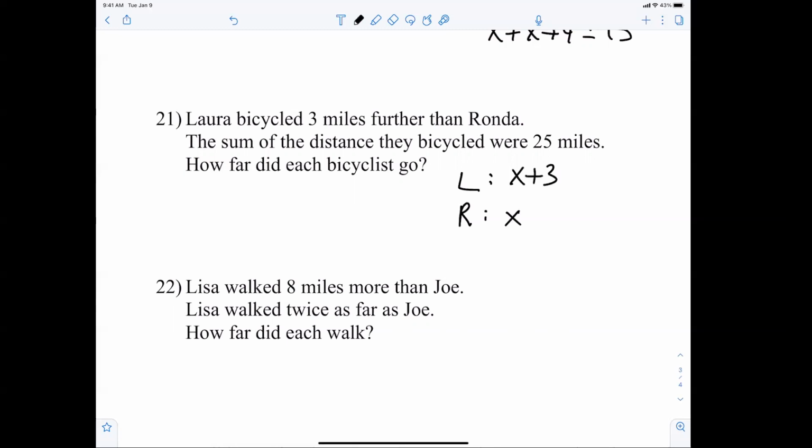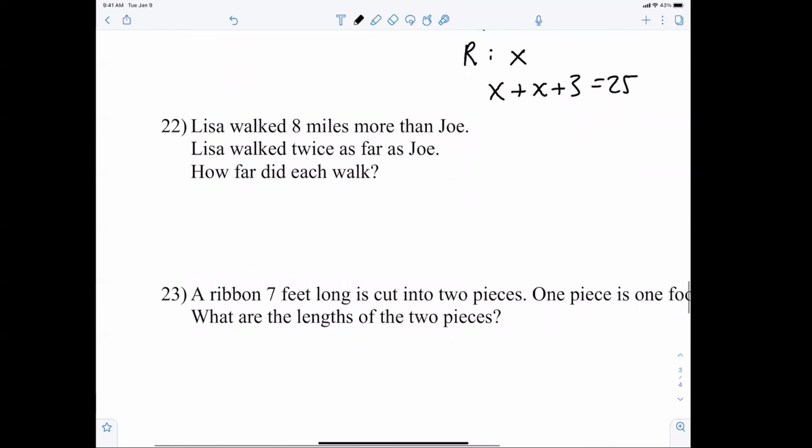Now altogether they did 25 miles. So what do? X plus 3 equals 25. Yes. Brilliant. Took me a second, but I'm good. Okay, KK, you're up.